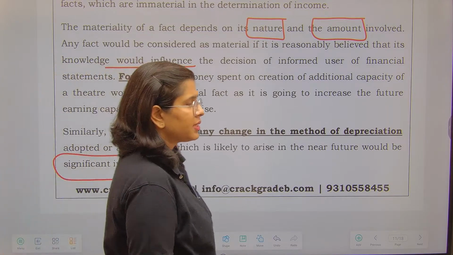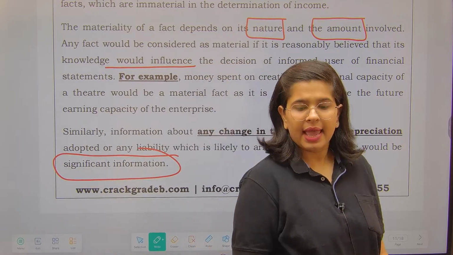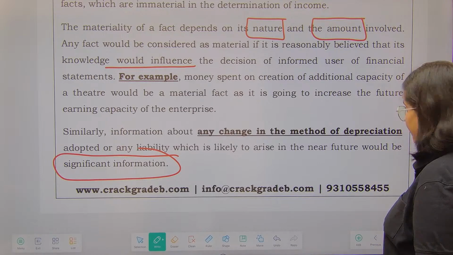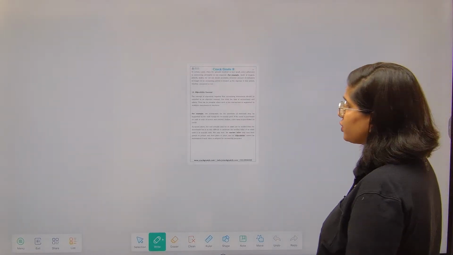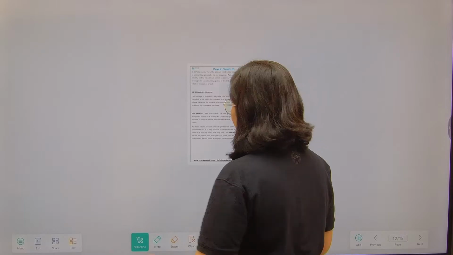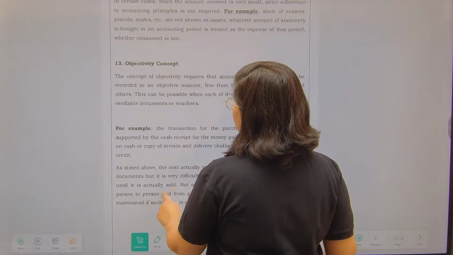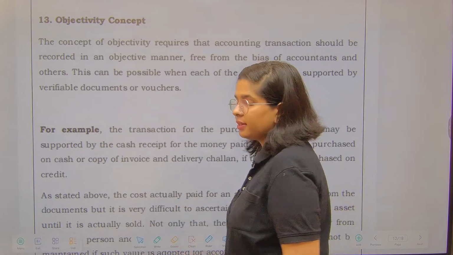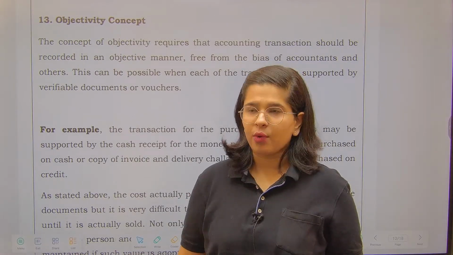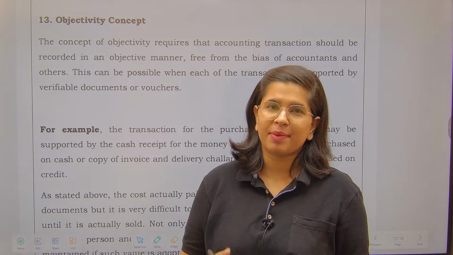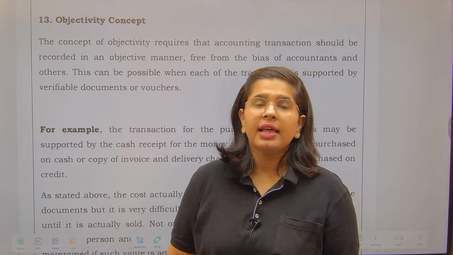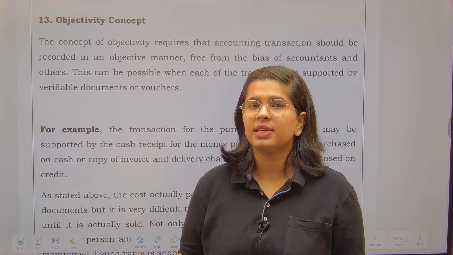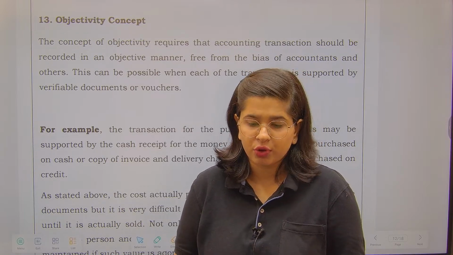Why? Because this is related to the core of your business. Any user would like to know such information in their financial statements. Now, I guess we have understood the concept of materiality well, and we have the last concept called the objectivity concept. In total, there are 13 concepts in accounts, and I would request you to remember all of them, right? They all are really very important, and many of the times an easy question arises out of them.